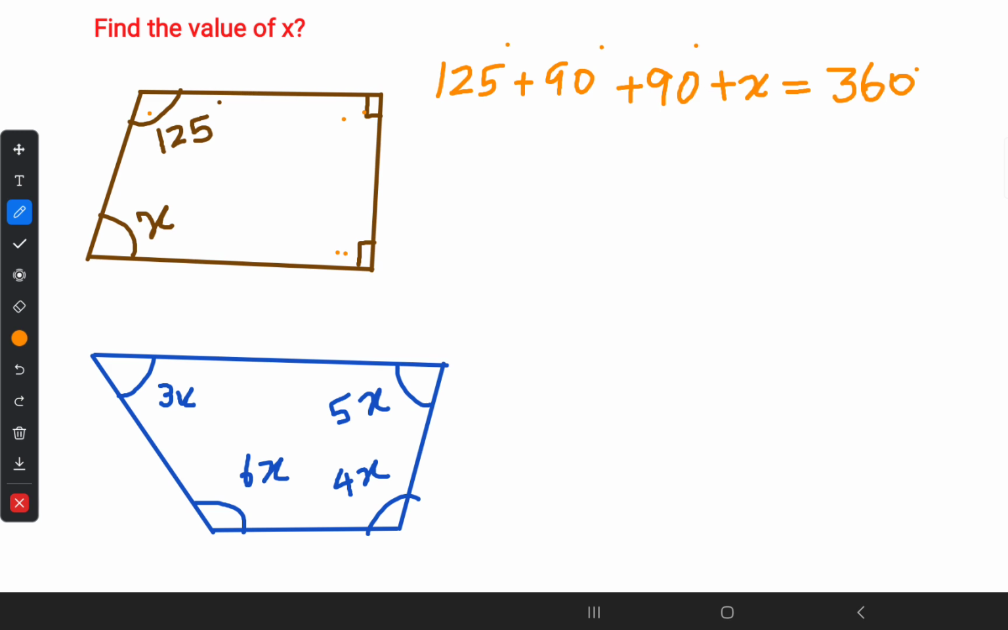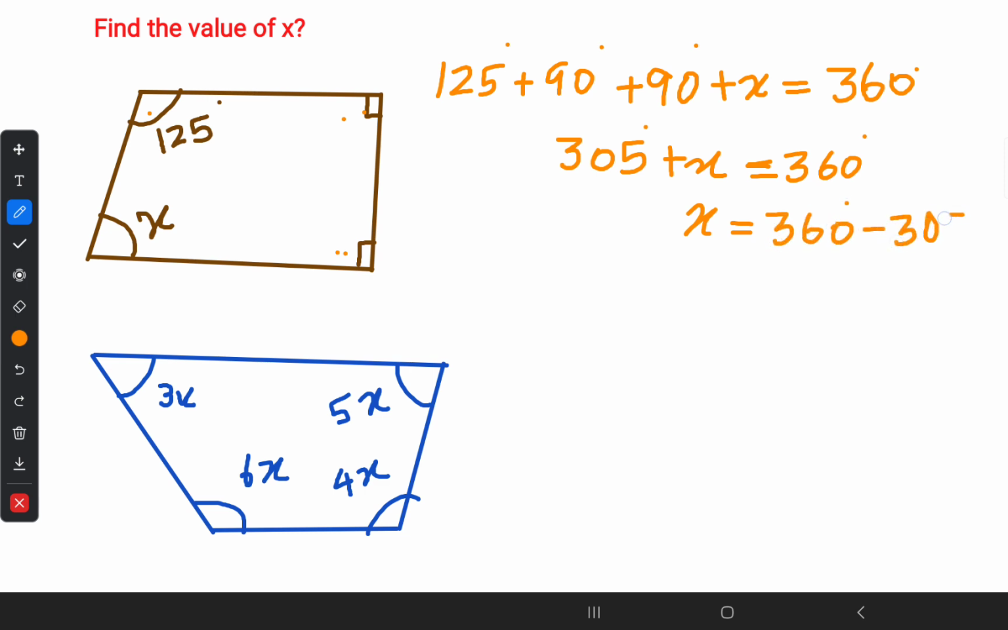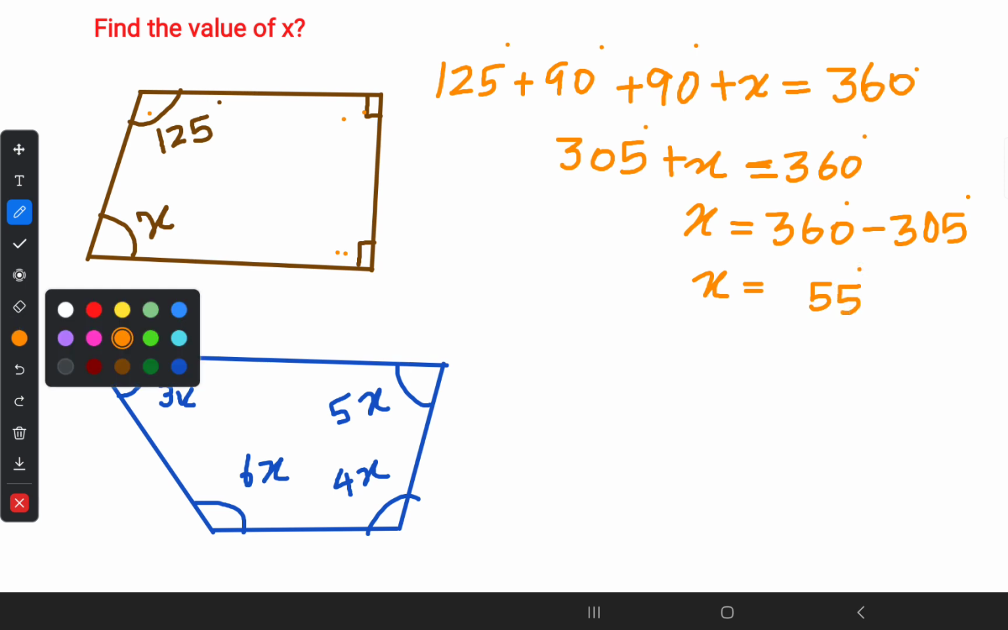We will add them. 90 plus 90 is 180, plus 125, is 305. So 305 plus x equals 360 degrees. Thereafter, to find the magnitude of x, from 360 you should subtract 305 degrees. X equals 360 minus 305, which is 55 degrees. That is the magnitude of x in the first question.